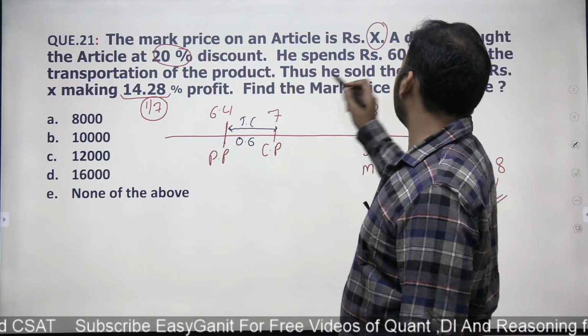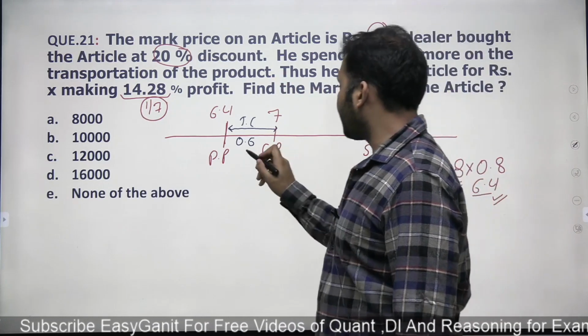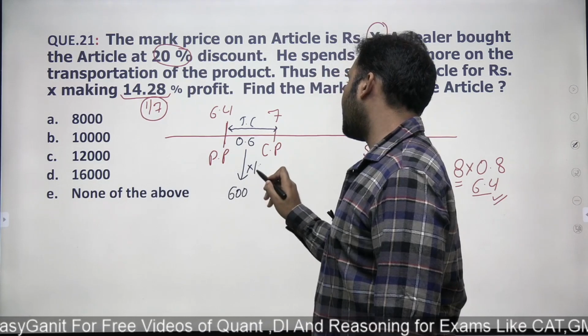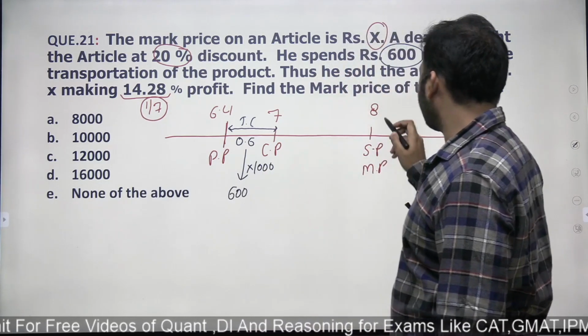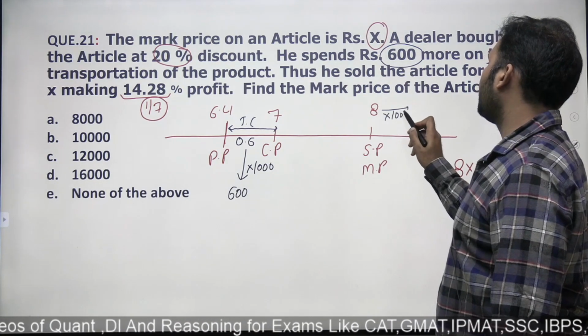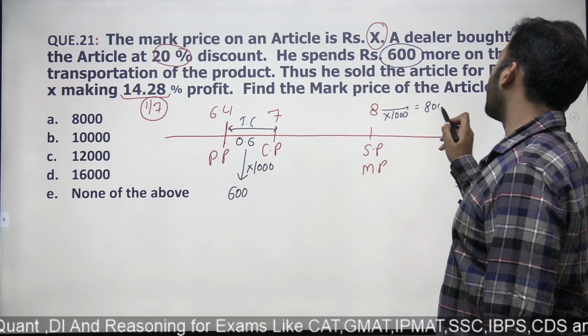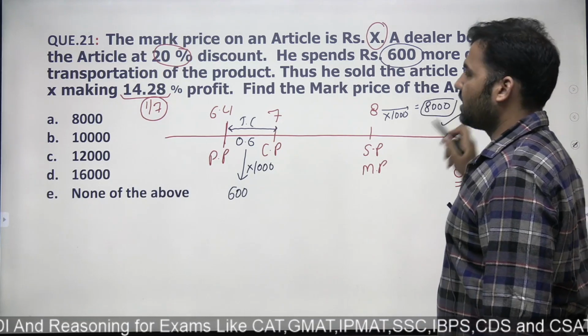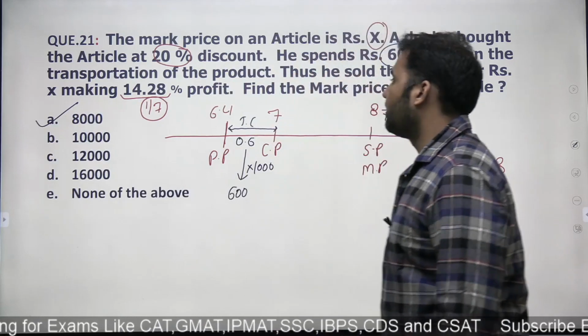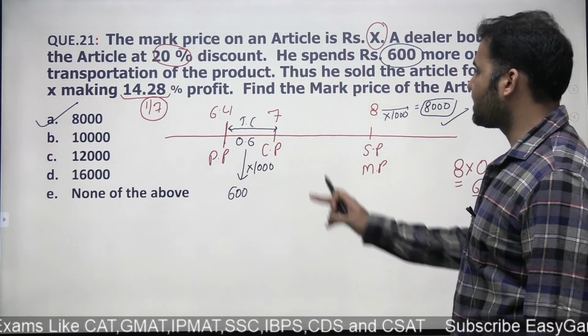But in this question, right, you can see that this gap is of 600, right? Which is 1000 times of it. So therefore, my mark price will also be 1000 times of this value, which will be equal to 8000. This is the correct answer to the question, which is option number A. 8000 is going to be the mark price. That's the correct answer. See that?